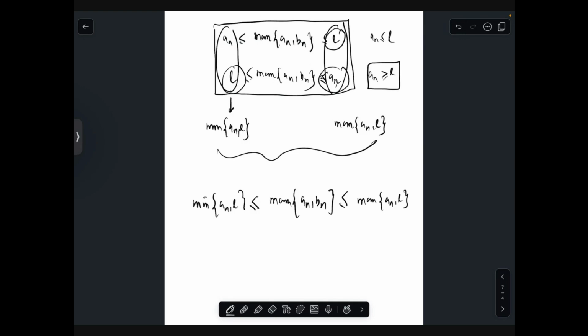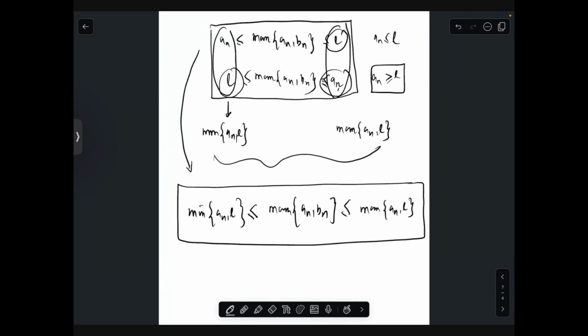Did you understand this, guys? This is very important. We have combined both of these. Otherwise, we would have to do all the epsilon delta thing. That's not what we need, right? So therefore, we have got max of An comma Bn sandwiched between the max of An comma L and the min of An comma L.